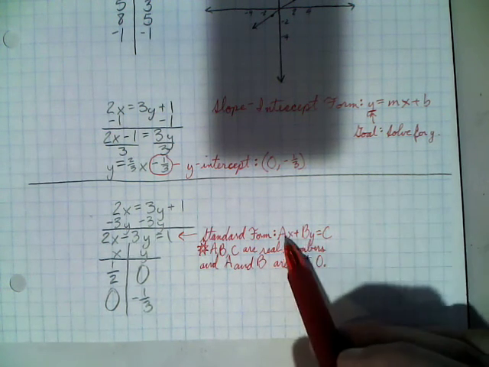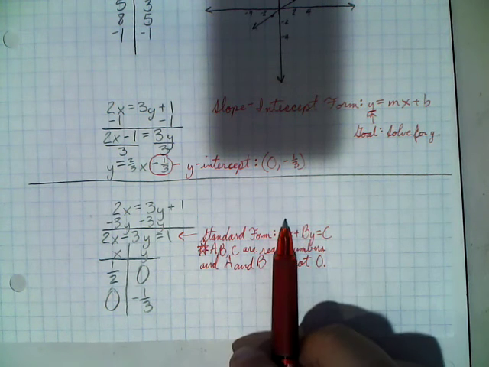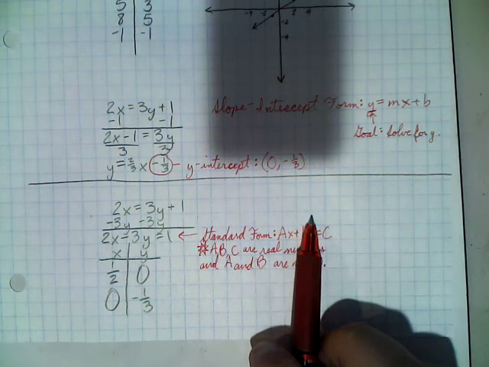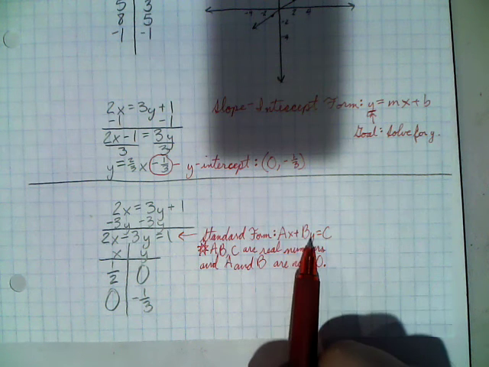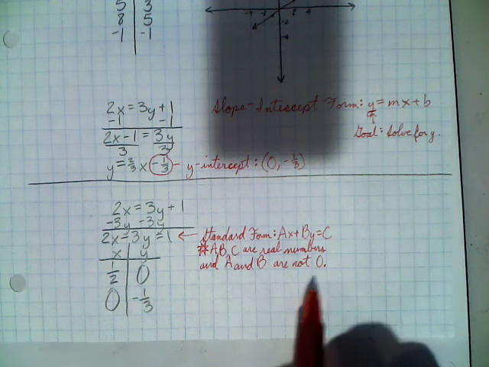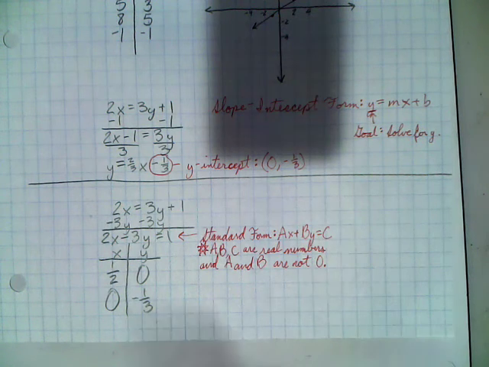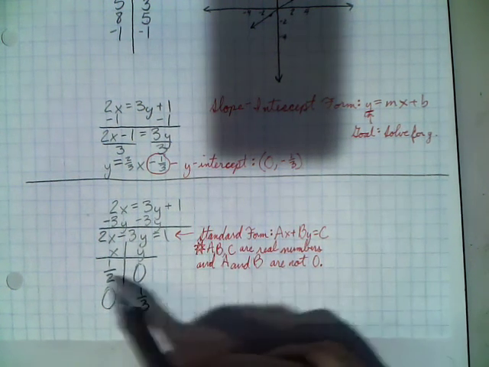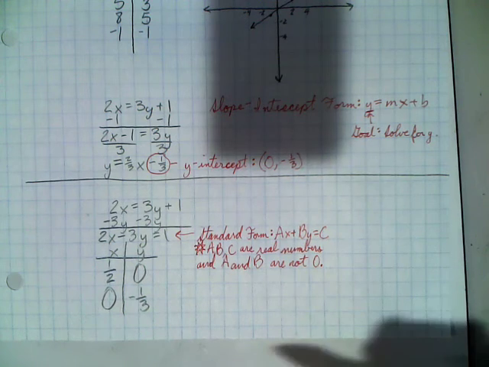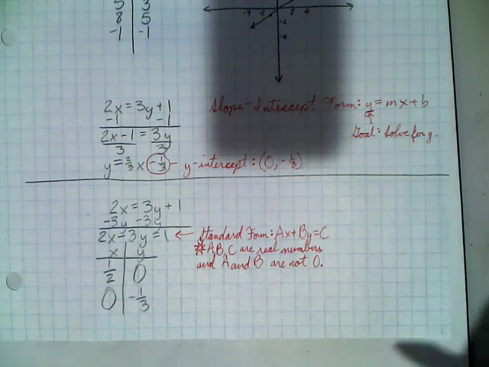So essentially, if A was zero or B was zero, then the x term or the y term would disappear. So we need to still have an x term and a y term. That's why A and B cannot be zero. But in that, A, B, and C just have to be real numbers. So ladies and gentlemen, what we have here are our two intercepts. Well, those are two points. That's technically all we need to graph something.